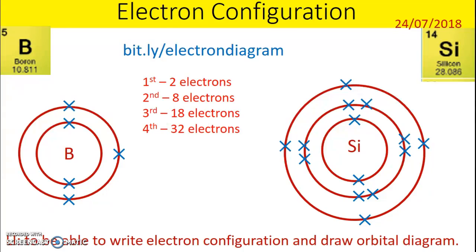And so here are the number of electrons that they could hold for the first, second, third, and fourth shells. First shell could only hold 2 electrons maximum. Second could only hold 8 electrons maximum. Third could hold up to 18 electrons, and fourth will hold up to 32 electrons.